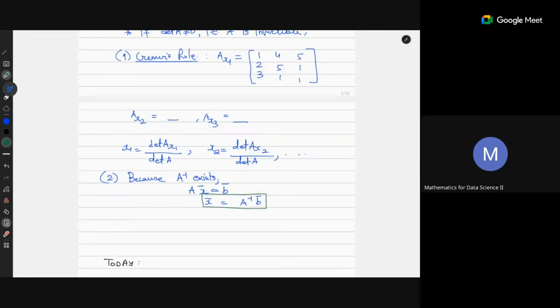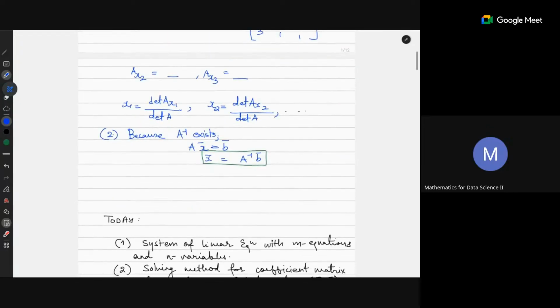Now what is happening on the right hand side? You are multiplying two matrices. This is a 3 cross 3 matrix, and this is a 3 cross 1 matrix. So the matrix multiplication makes sense, and the resultant matrix will be a column of 3 cross 1.